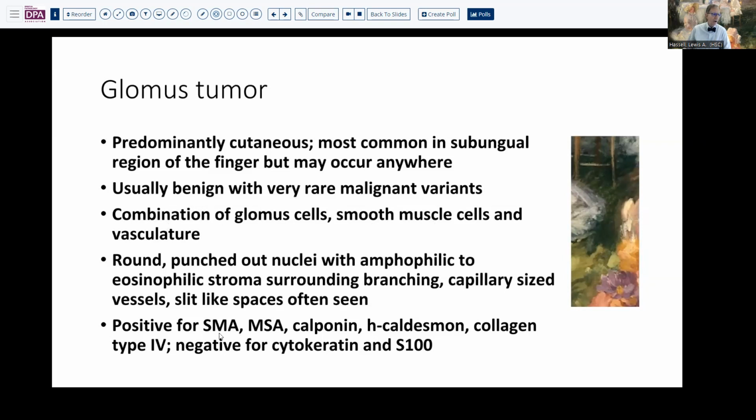Now, these are positive for smooth muscle markers. Calponin also would be expected to be positive, as well as h-caldesmon, and negative for cytokeratins and so forth. Emphasizing here that slit-like spaces are often seen with these very, very round, punched out appearing nuclei.